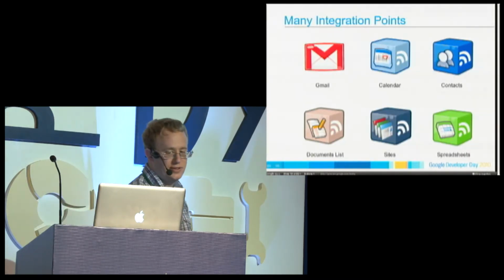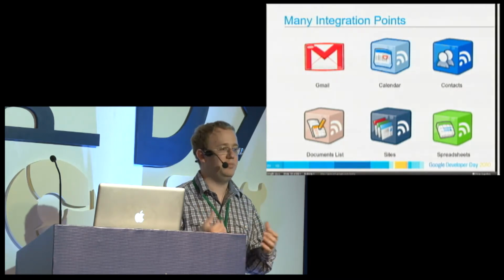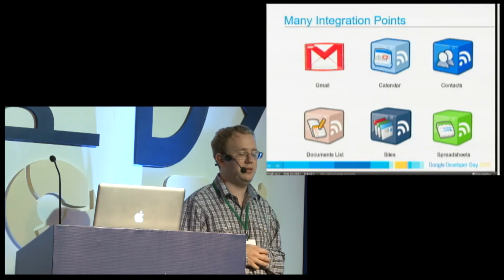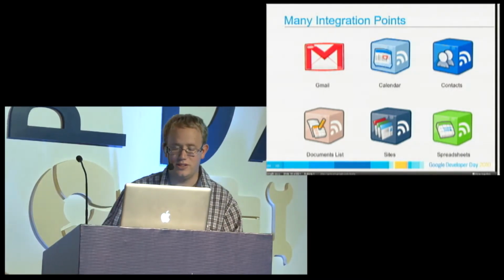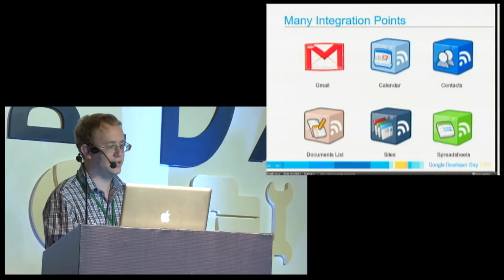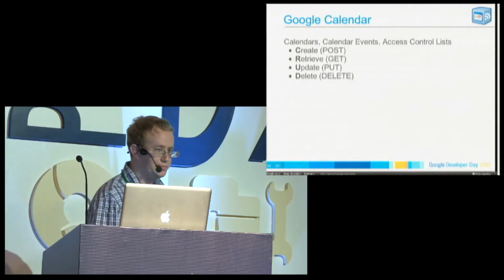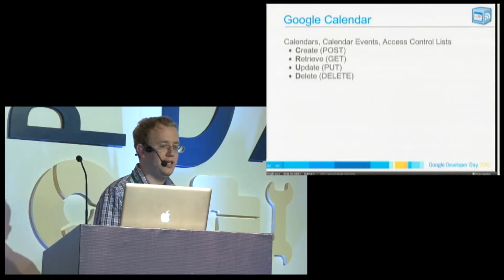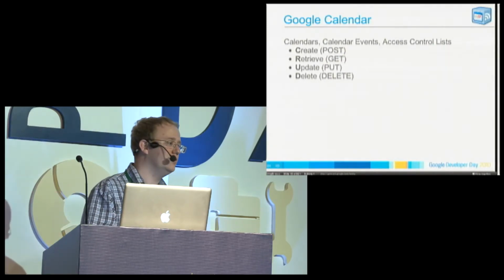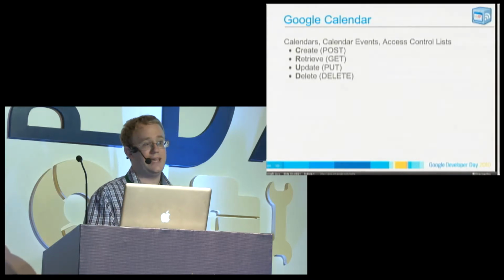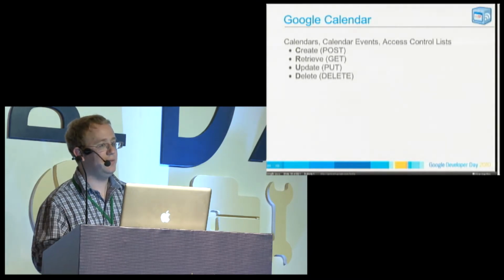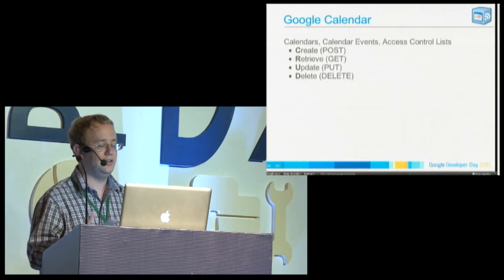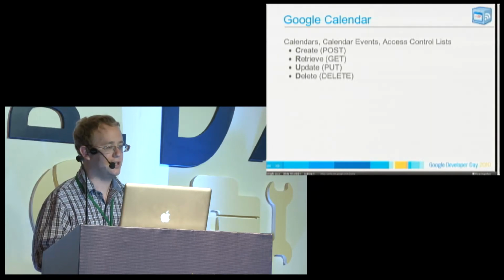So, speaking of applications and application APIs, these are all the different types of applications that are part of the Google Apps suite. And all of these applications have APIs that allow you to interact with them on behalf of a user. I'm going to give you one example here with Google Calendar. Google Calendar allows you to manipulate calendars themselves. You can create, retrieve, update, and delete calendars. And you can also do the same thing with events and access control lists. You can manage what the access is to the various calendars.